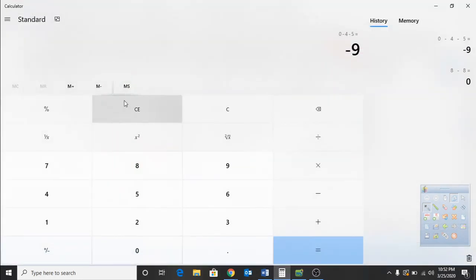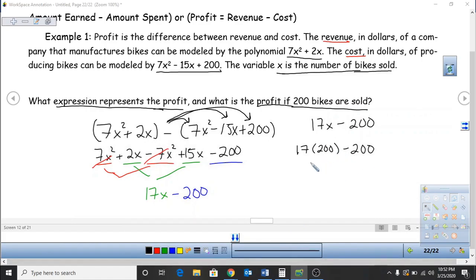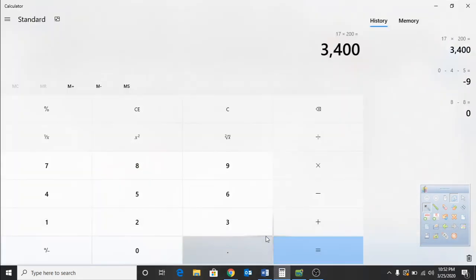So I probably need a calculator for this, so let me figure out what 17 times 200 is, right? I'm going to go to my calculator and clear it. I'm going to take 17 times 200, it should give me a big number, right? 3,400. So I have 3,400. Now this minus 200, I didn't do anything with it, so I'm just going to bring it down. And then I can input this in the calculator. Well, what is 3,400 minus 200?